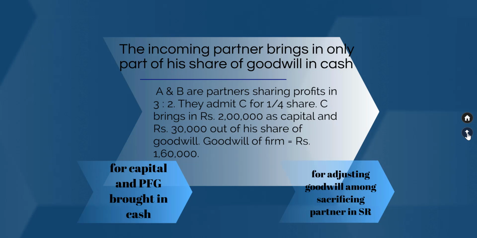So the basic approach will be, where the incoming partner does not bring in his share of goodwill in cash fully, for the difference we need to debit the incoming partner's current account.